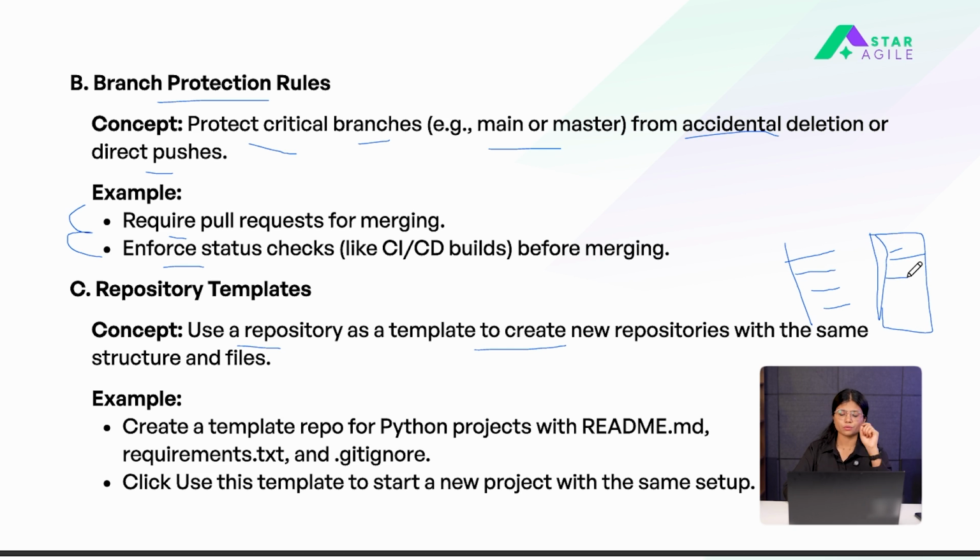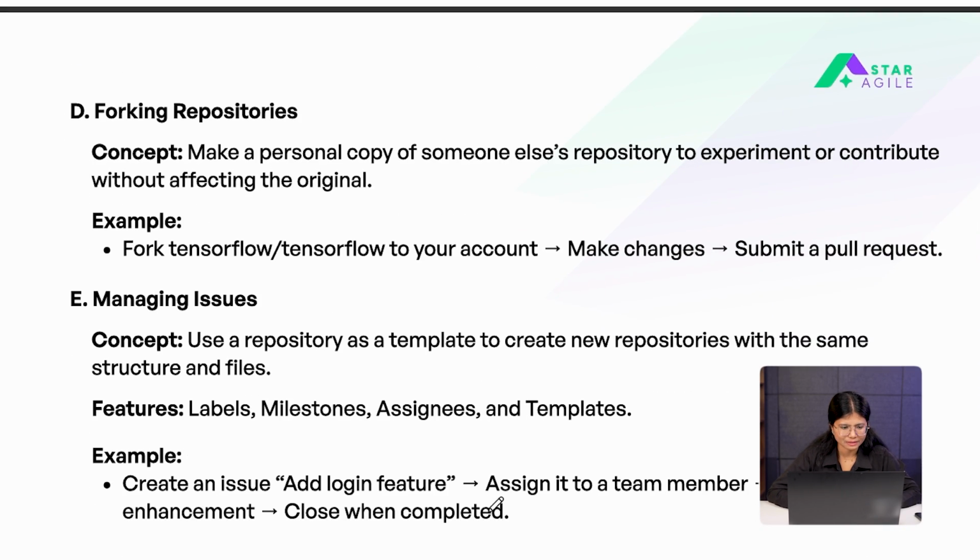If you want to follow the proper structure, you can use a template. That's where the repository template comes into the picture. The same thing here also: you can create a template repo from a Python project, like a readme, or you can also go with requirements.txt or gitignore, and click use this template to start a new repo with the same structure. With reference to this project repo, you can create a new one with the same setup. It is possible, and how to do that we will see in some time.